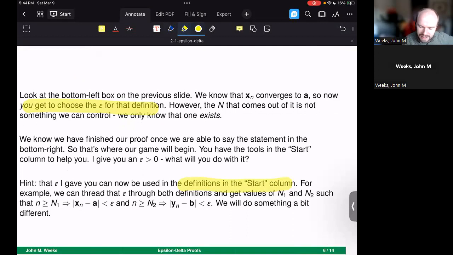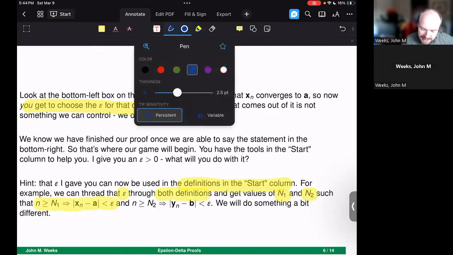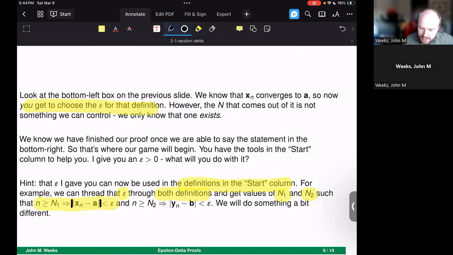We can thread the epsilon that is given to us, that I just gave to you at the beginning of saying the end column sentence, through both definitions in the bottom left corner to get values of, let's call them n1 and n2, so that whenever n is greater or equal to n1, the distance between x sub n and a is less than epsilon, and whenever n is greater or equal to n2, the distance between y sub n and b is less than epsilon. So we can harness the power of the epsilon that I gave to you in this game, in order to get values of n that work neatly with it.